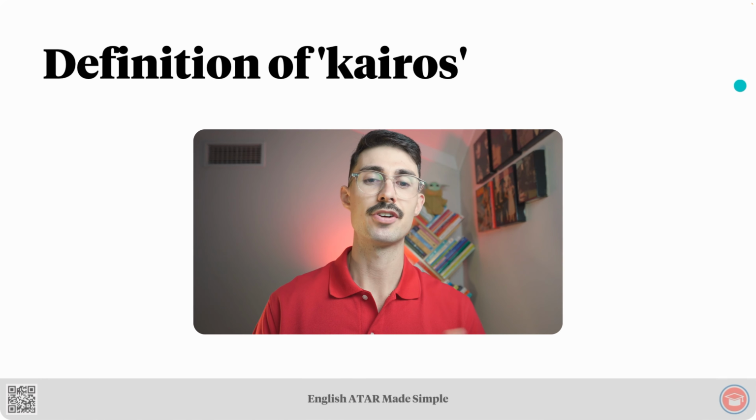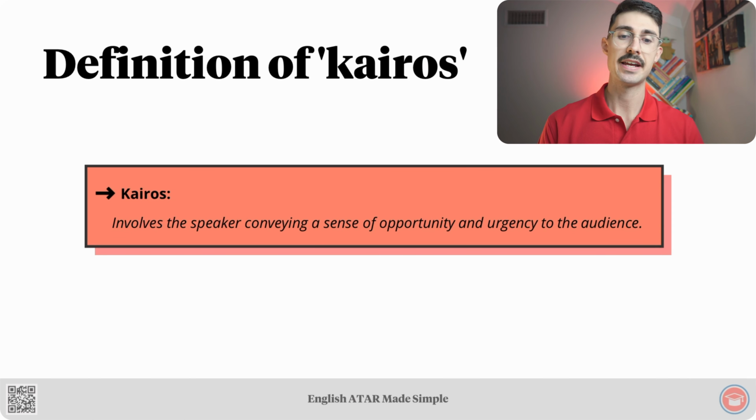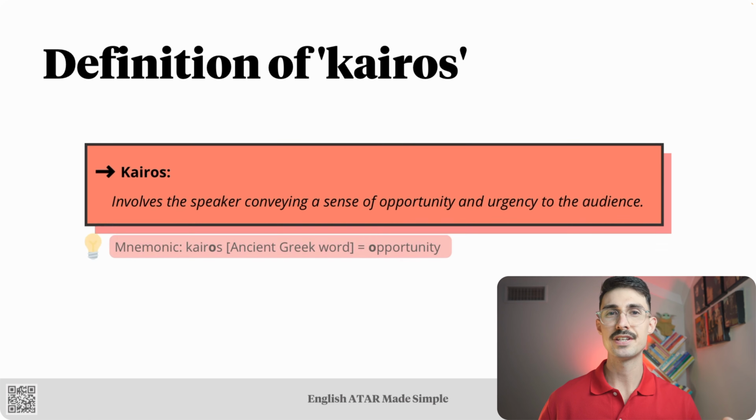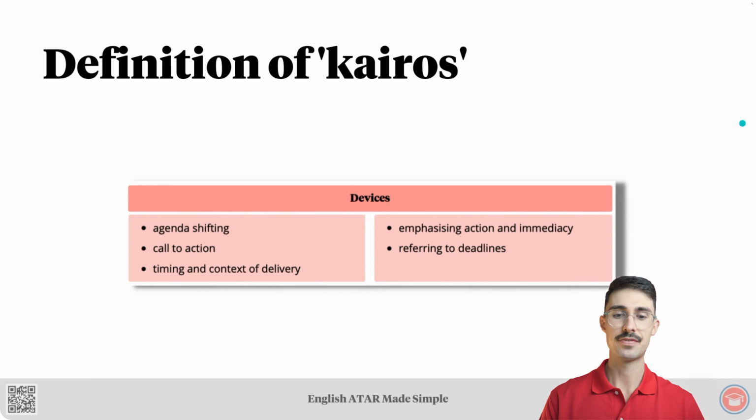And finally, we've got the definition of kairos. Kairos involves the speaker conveying a sense of opportunity and urgency to the audience. A mnemonic for this one, only the 1-letter similarity. I was clutching at straws here. We see the O in kairos appears in opportunity, and opportunity relates to what kairos involves doing, which is creating a sense of urgency and opportunity at the audience. Here are some language features that relate to this final category of rhetoric.